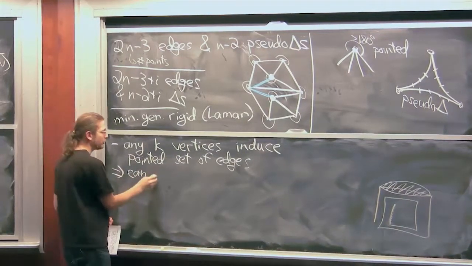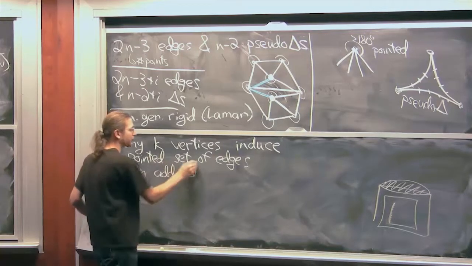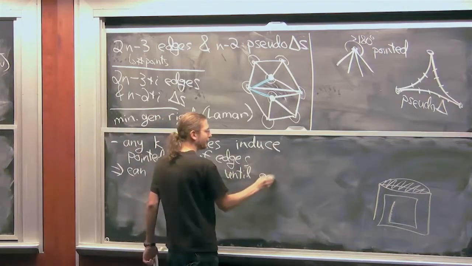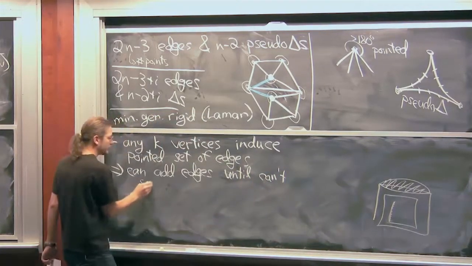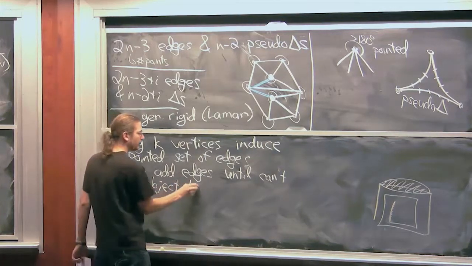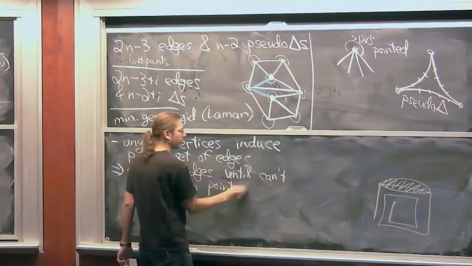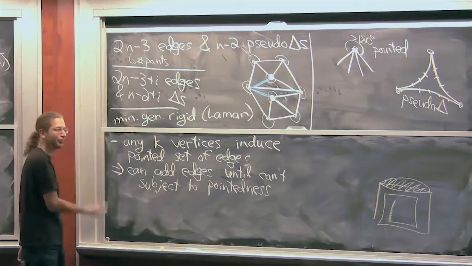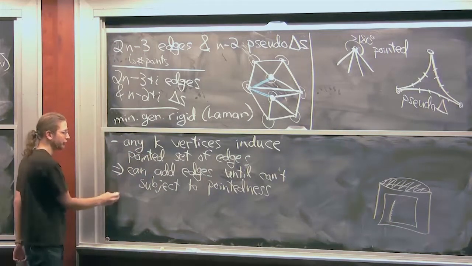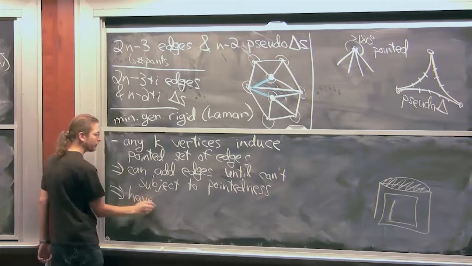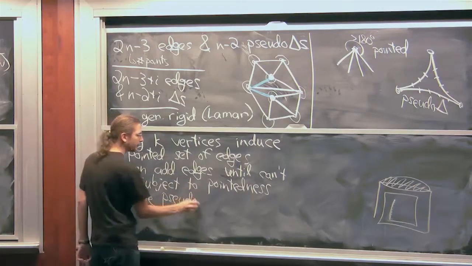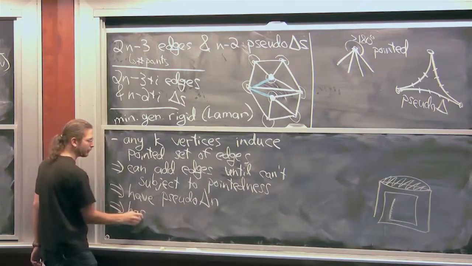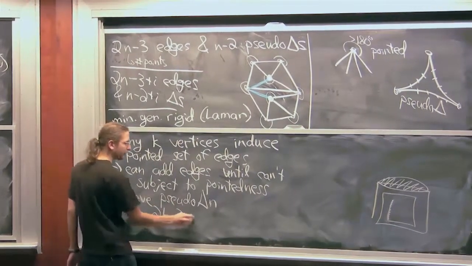As long as you're pointed, you can add edges until you can't add edges, subject to the pointed constraint. At all times preserving pointedness. This is what I did to generate this triangulation in the first place. If I take some subset of k vertices, I can do it again on those k vertices. When I'm finished, I will have a pseudotriangulation. And that has 2n minus 3 edges, or in this case 2k minus 3 edges.